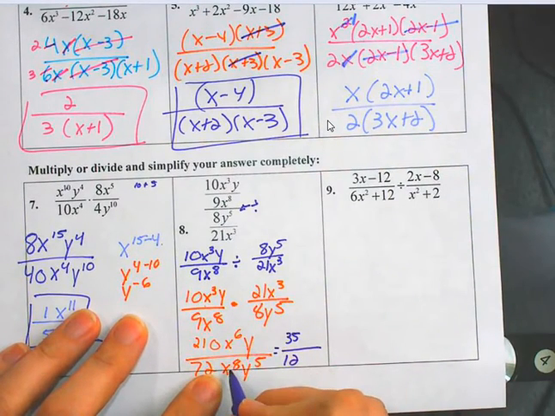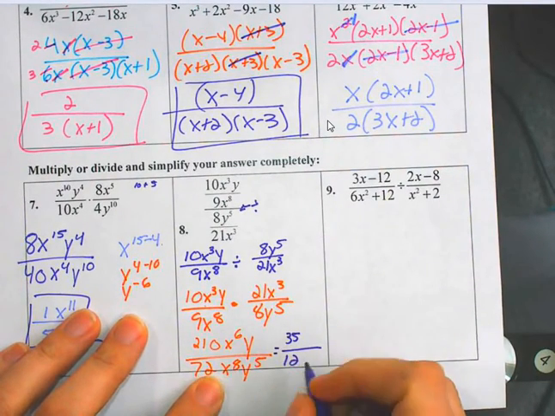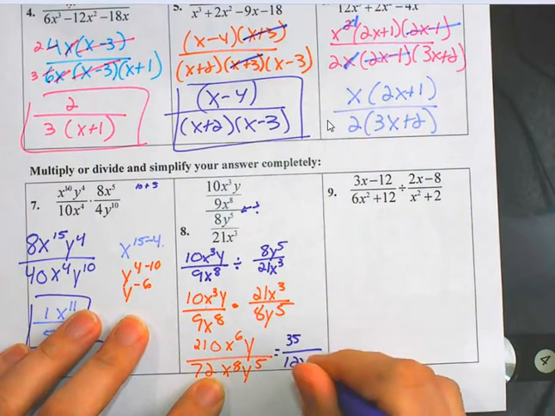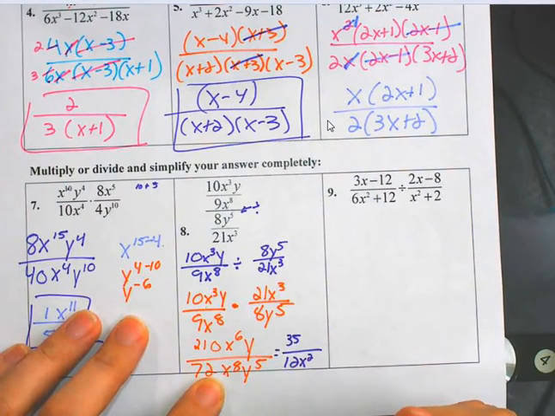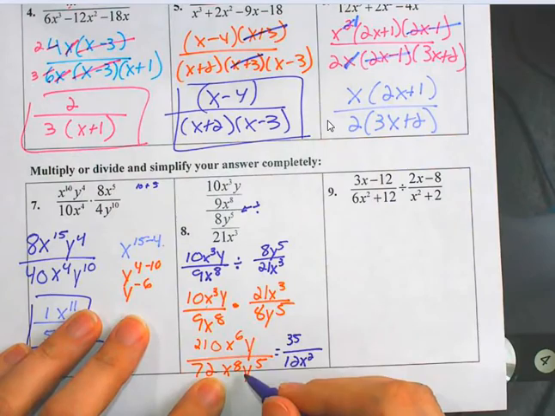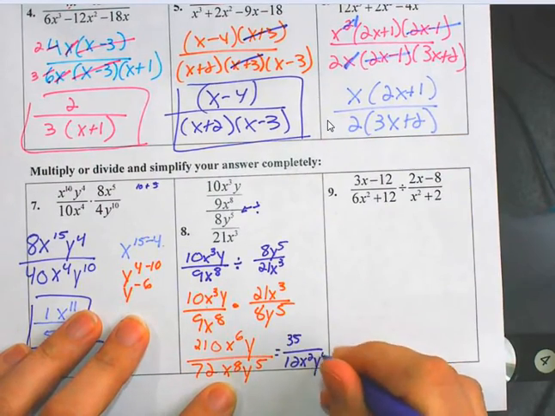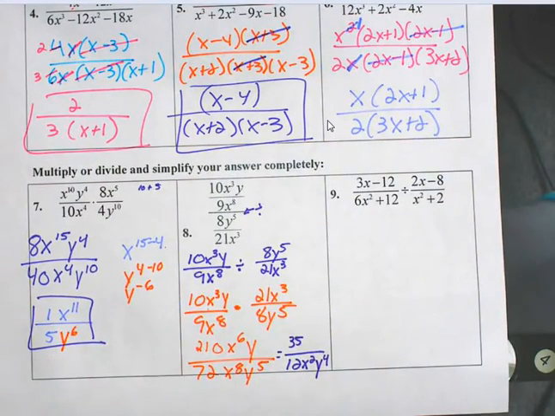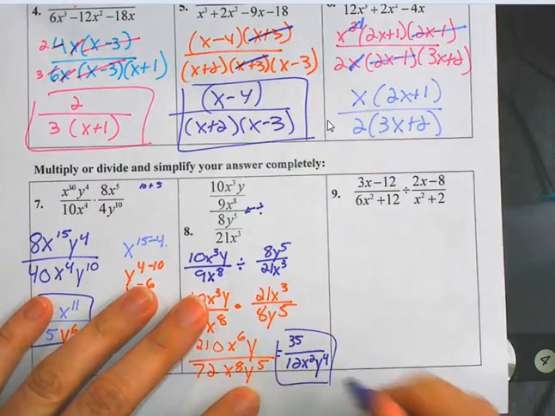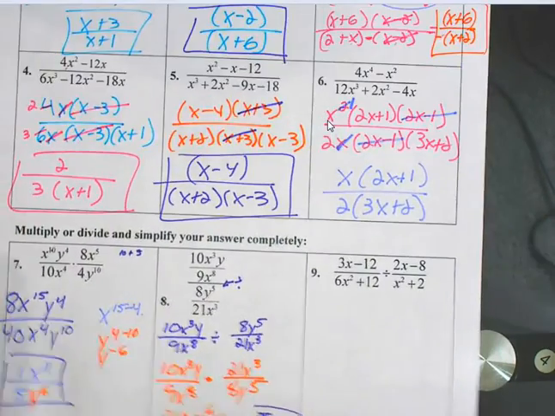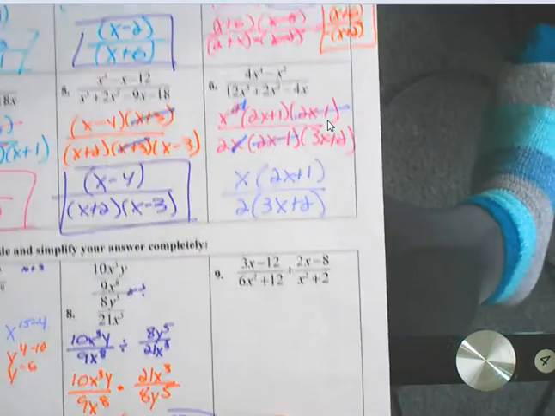X to the 6th over x to the 8th is going to give me x squared in the bottom. And then y divided by y to the 5th is going to be y to the 4th on the bottom. And that's your final answer. Okay, now we're getting some more difficult ones.